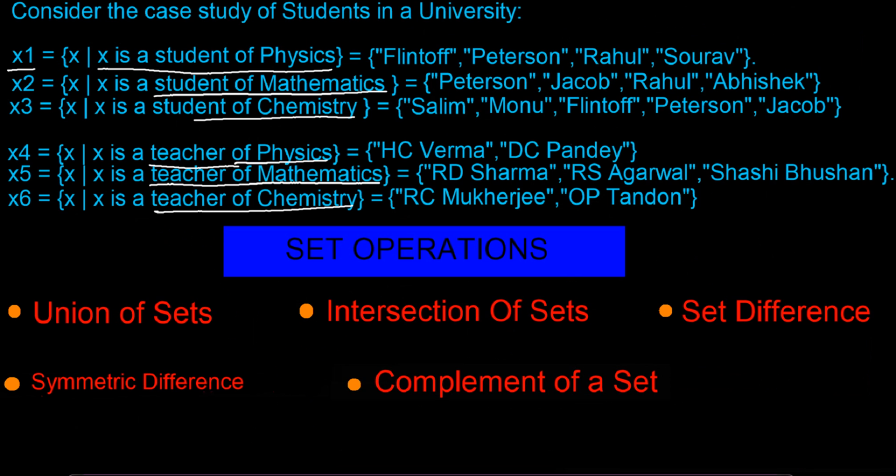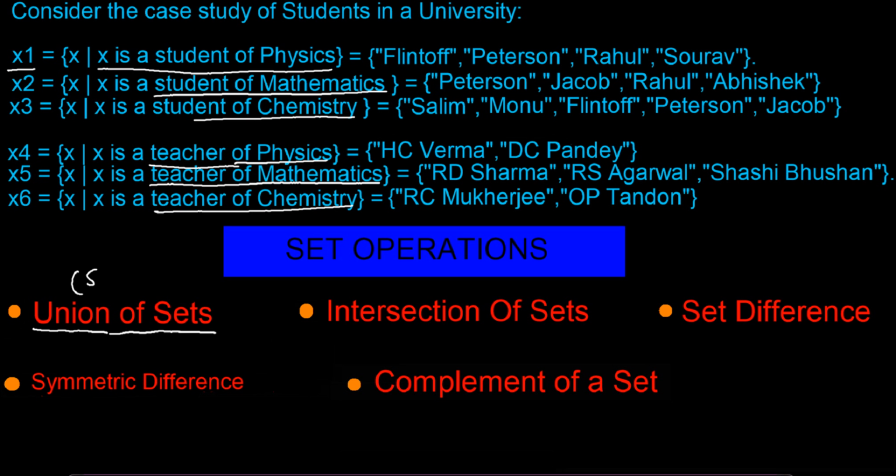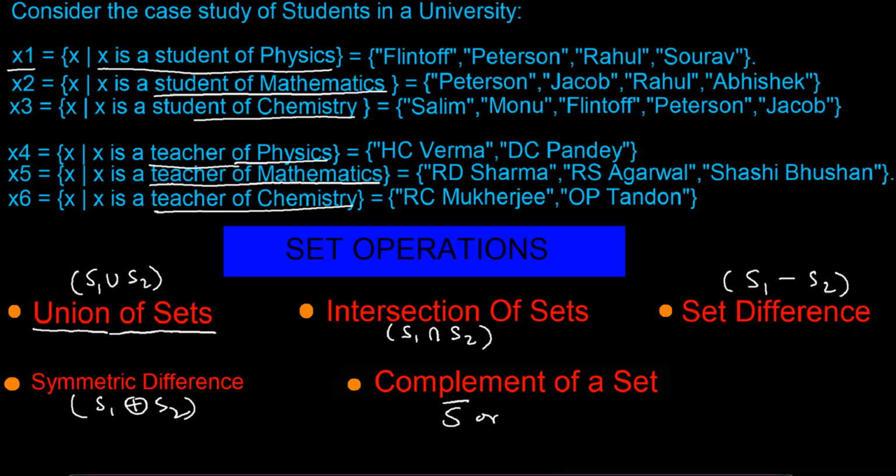What is the operation union of sets? Let's say you have a set S1 and set S2. Then what does it mean by S1 union S2? This is how you represent union. Intersection of sets is written S1 intersection S2. Set difference is written like S1 minus S2. Symmetric difference is written as S1 symmetric difference S2. I may be wrong, I will check it later. And S1 complement is written as S bar.